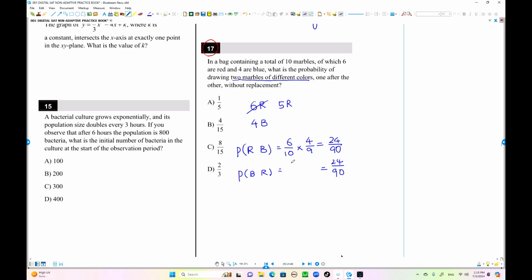So blue is first: 4 out of 10. Now one is out, so the total is still 9, and red is still 6, right? When you calculate, it's still 24, isn't it? So the total is 48 over 90. When you divide by 6, it's 8 over 15, right? Choice C is that. So remember, okay, you have two different orders, okay?